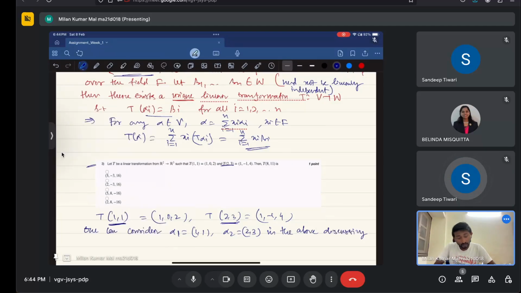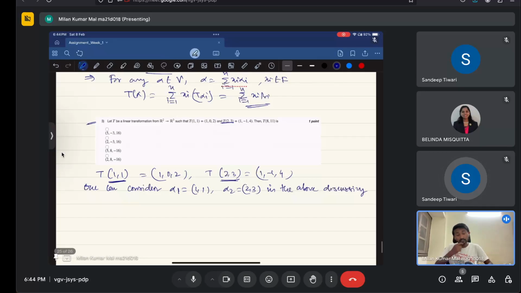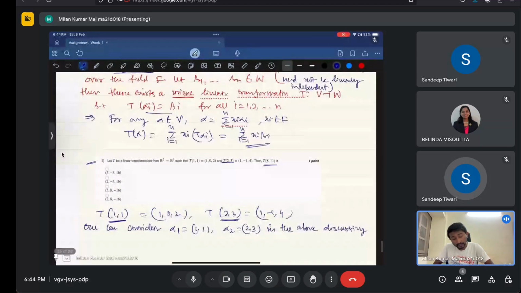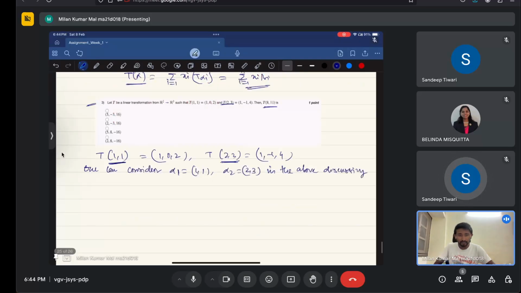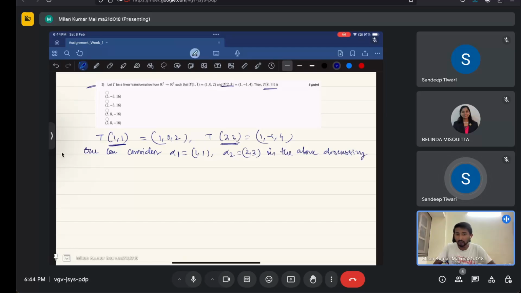So now T(8,11) is asked. Similarly, how do we find T of alpha? First we have to write alpha in terms of the ordered basis. Here the order of the basis does not matter; we just need to fix the elements.